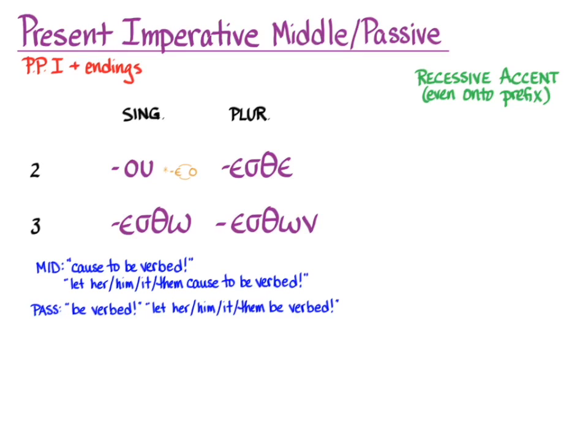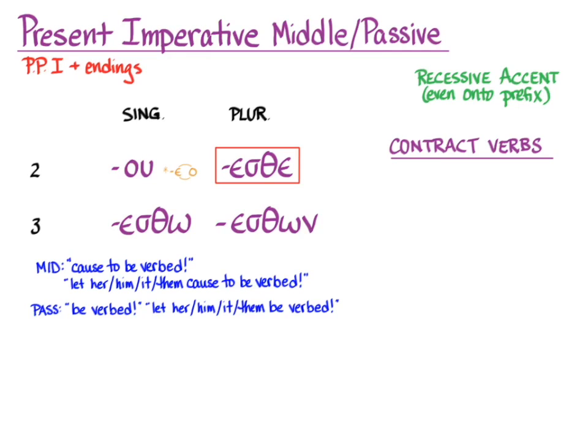The accent is recessive, again with that exception to compound verb rules where it can go back even onto the prefix. Here in the present imperative, middle and passive, we have the same issue with the second person plural, where the form is exactly the same as the present indicative middle passive. So keep an eye out for that and remember that you've got both possibilities.